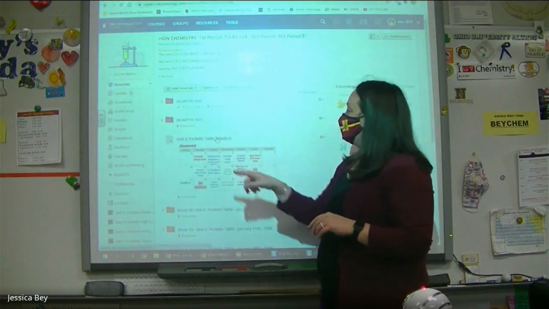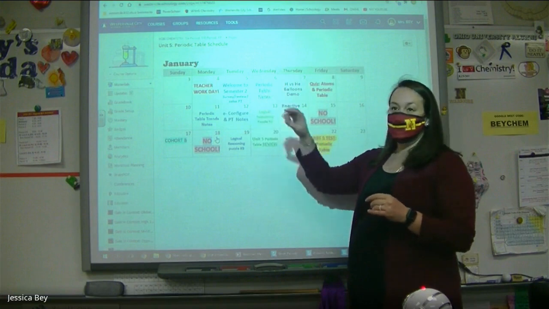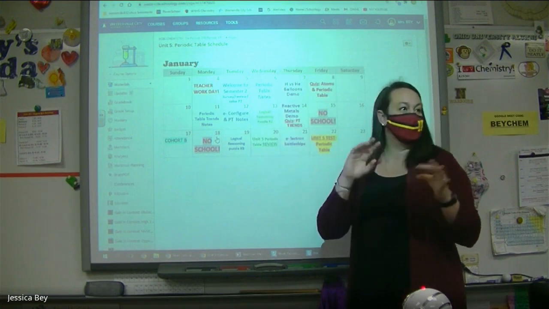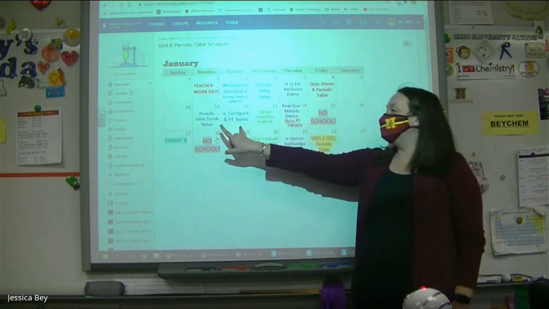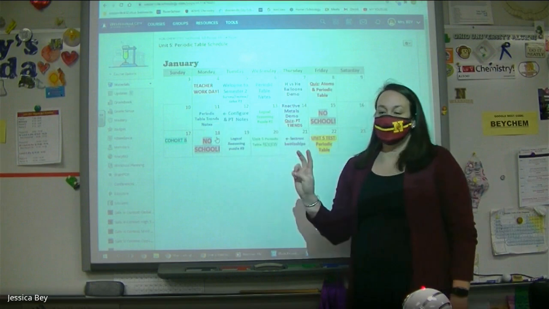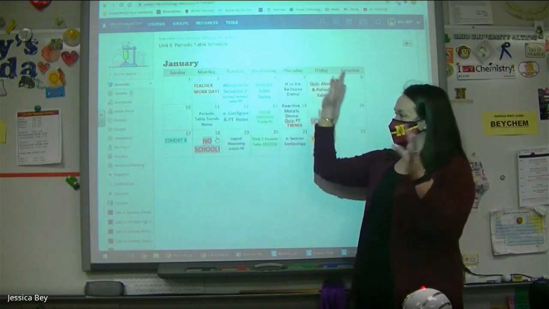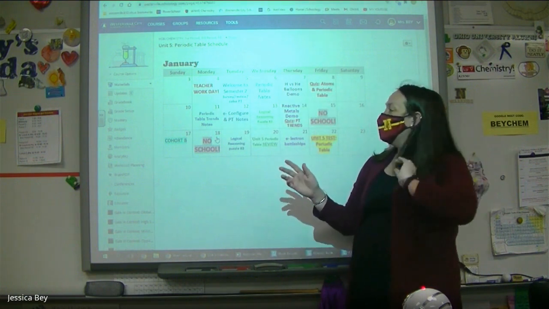So remember, here is our schedule for the unit. We had periodic table notes that talked about alkali metals, transition metals, the main big blocks of the periodic table. And then you had two other notes for this unit. It was kind of short on notes because we had a lot of no school days in there. Still haven't had a full week of school yet, but that's okay. We'll get there next week.